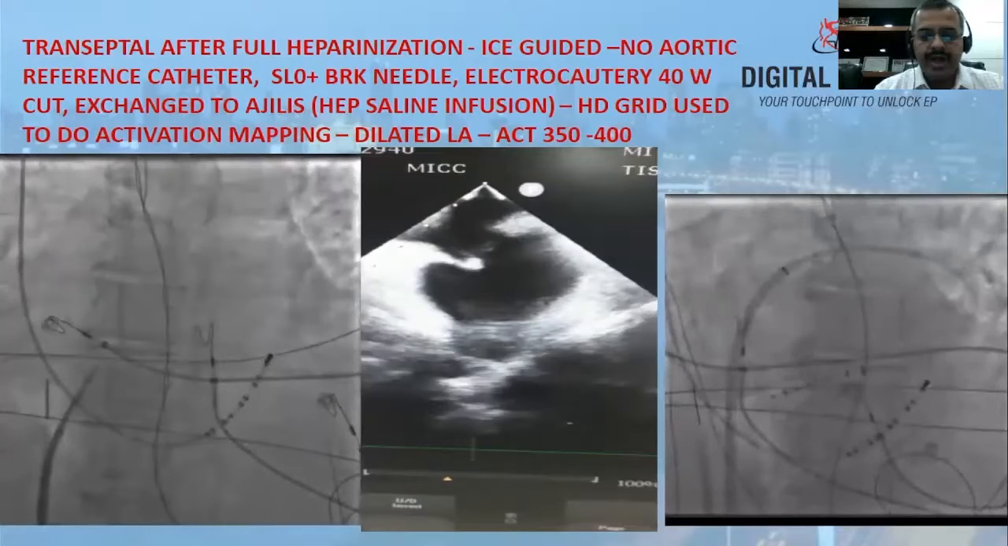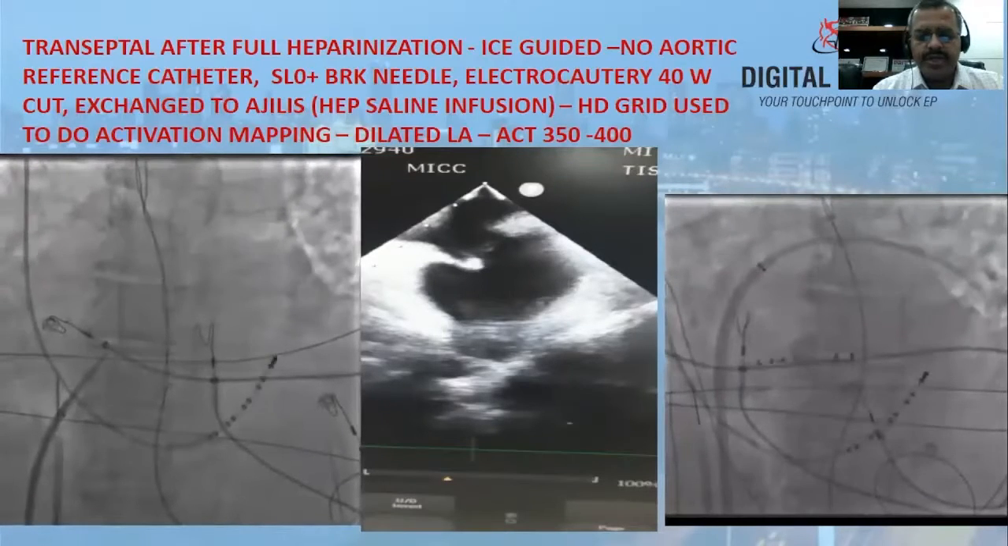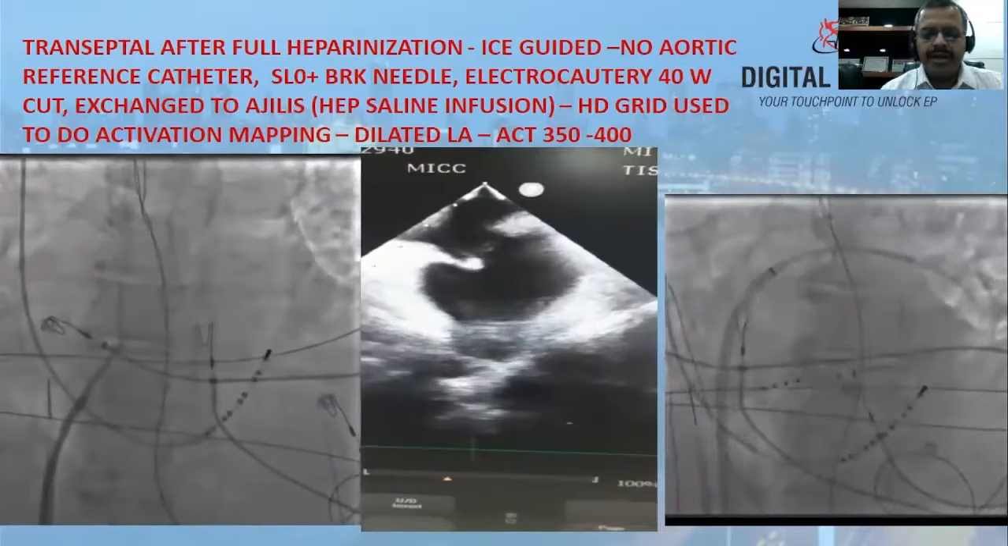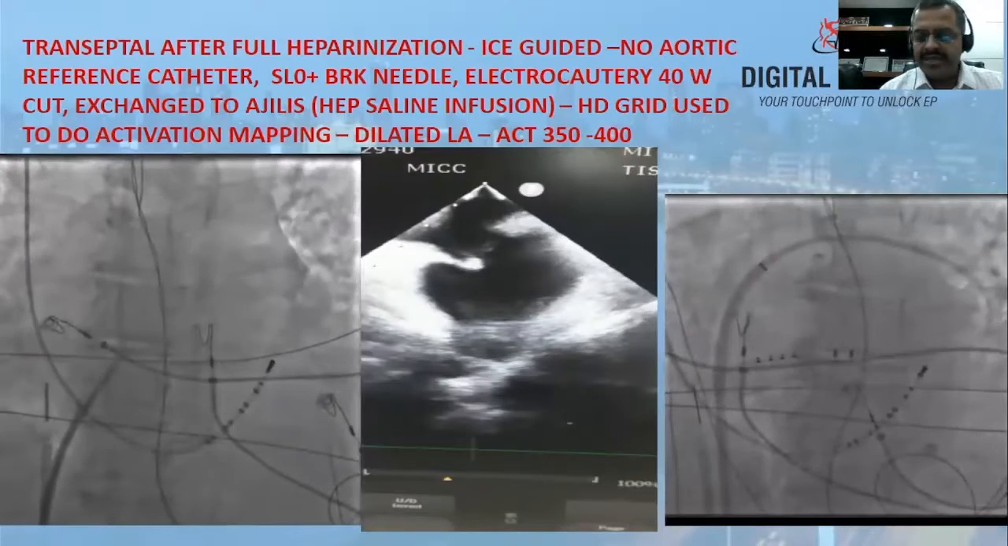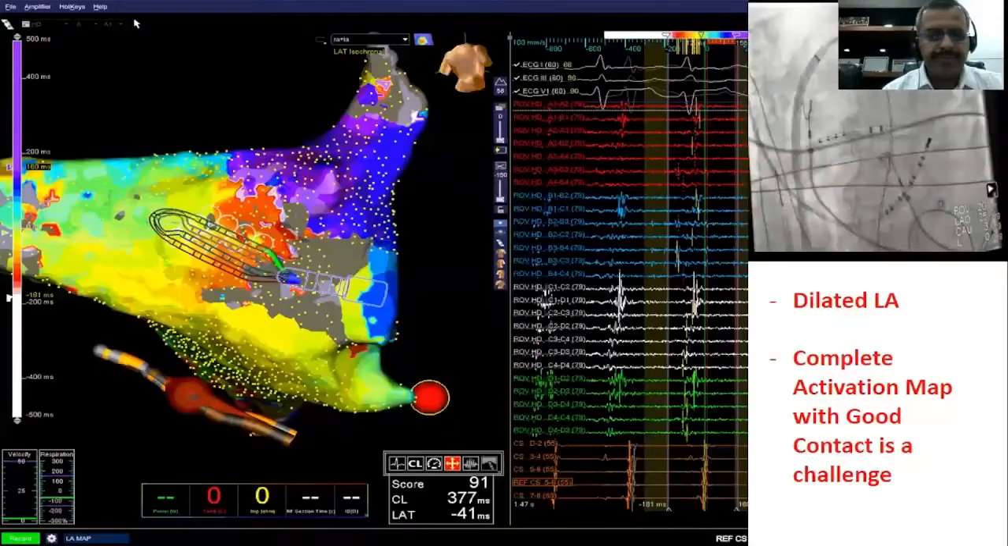You can see on this image how much of the atrium the HD grid can cover. The HD grid is very atraumatic when safely taken. It looped around the left atrium. The LA was huge, and the ACT was kept between 350 to 400 throughout the procedure. In such a huge left atrium, the HD grid helped us in achieving good contact, and it completed the activation map.